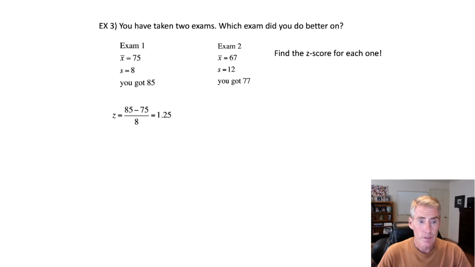So for the first one, it would be the score of 85, the score you got, minus the mean divided by the standard deviation. So that would be 10 divided by 8, which is 1.25. Since it's a positive, that means above average. This one would be the score of 77 minus the average 67, divided by the standard deviation. That turns out to be 10 divided by 12, which is 0.83.